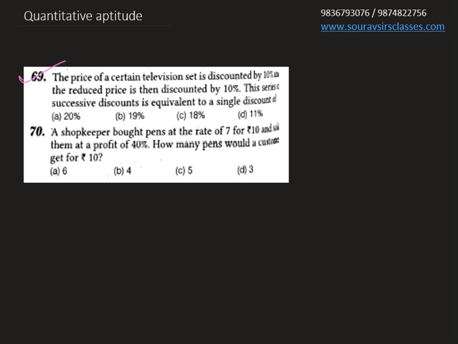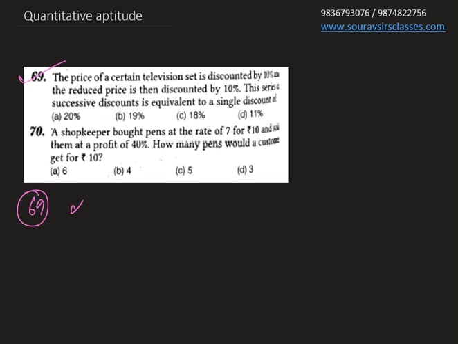तो यहाँ पर बोला गया है, the price of a certain television set is discounted by 10% and the reduced price is then discounted by 10% again. This series of successive discounts is equivalent to a single discount of what?